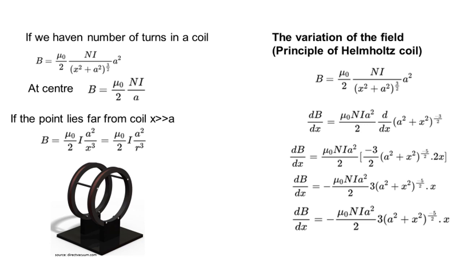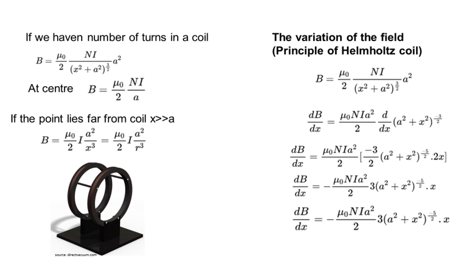On differentiating this, dB/dx equals μ₀NIA²/2 · d/dx (A² + x²)^(-3/2). So it gives you dB/dx equals μ₀NIA²/2 times [(-3/2)(A² + x²)^(-5/2) · 2x].